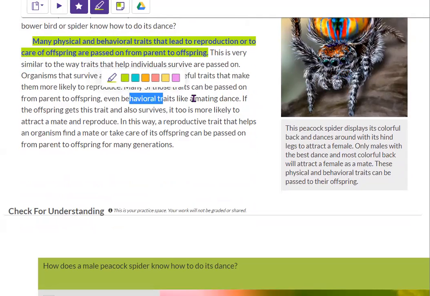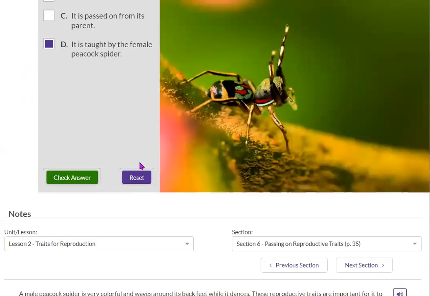And so behavioral traits like a mating dance can also be passed down, right? A lot of these traits for survival and traits for reproduction, typically they're passed down from parent to offspring through genetics or DNA.